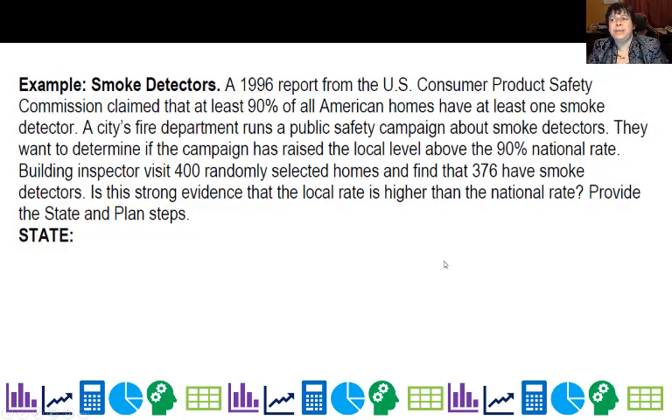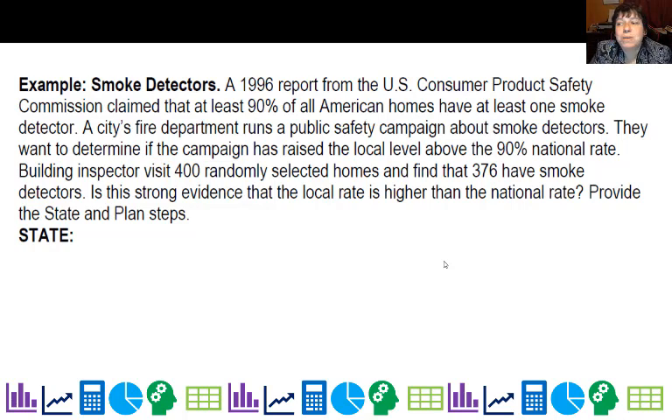Now let's go ahead and do an example with smoke detectors. A 1996 report from the U.S. Consumer Product Safety Commission claimed that at least 90% of all Americans' homes have at least one smoke detector. The city's fire department runs a public safety campaign about the smoke detectors. They want to determine if the campaign has raised the local level above the 90% national rate. Building inspectors visit 400 randomly selected homes and find that 376 have smoke detectors. Is this strong evidence that the local rate is higher than the national rate?